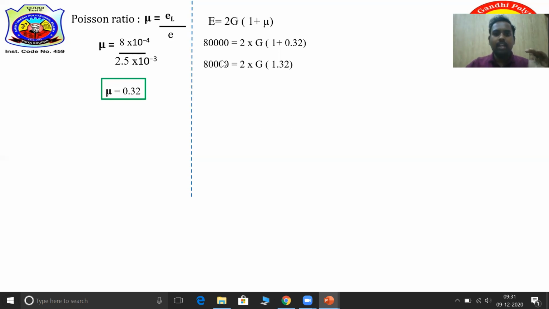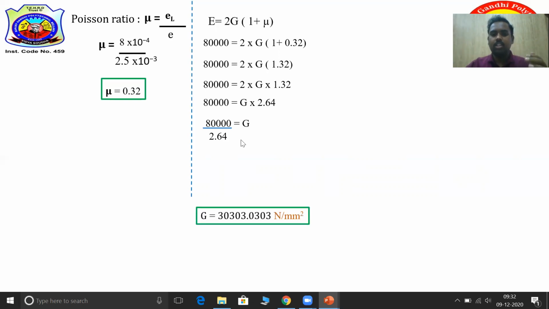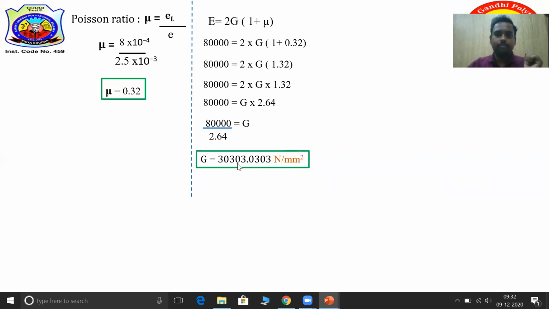I'll write 80,000 as it is, and I'll first calculate in the bracket 1 plus 0.32. It becomes 1.32. Next, I'll multiply 2 and 1.32. So 80,000, I'll remove the bracket, then multiply 2 and 1.32, and I'll get 2.64. Again, on cross multiplication, I'll get 80,000 divided by 2.64 equals G. Finally, this is the value of G.